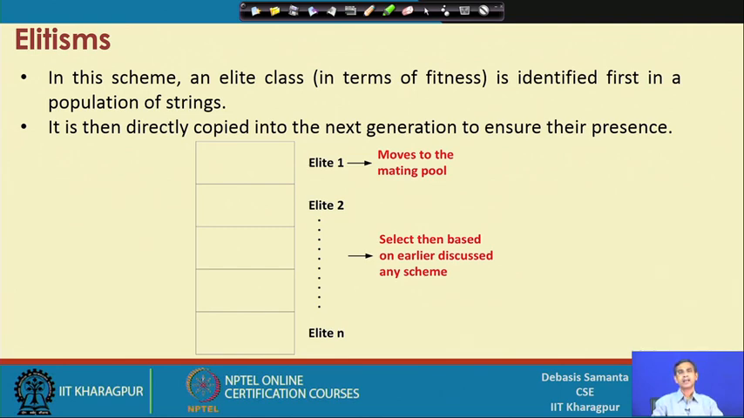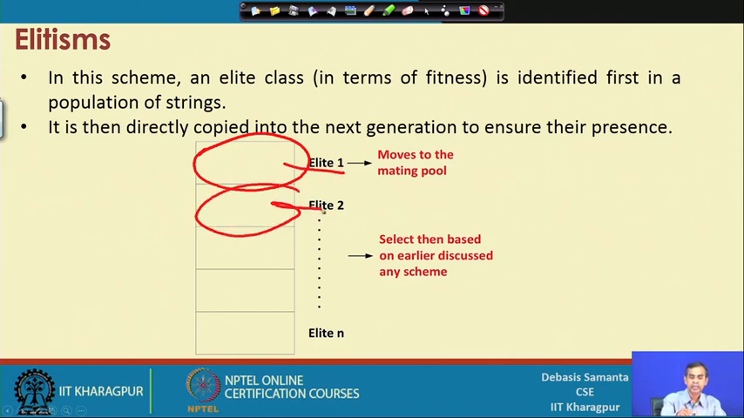Now, there are a few modifications in the selection mechanism followed in recent GAs, and one such mechanism is called elitism. The main idea is that, depending on their fitness values, the individuals are grouped into a number of elite groups: elite 1, elite 2, elite n, and so on. Basically, a set of individuals based on their fitness value belongs to elite 1, then others to elite 2, and so on.